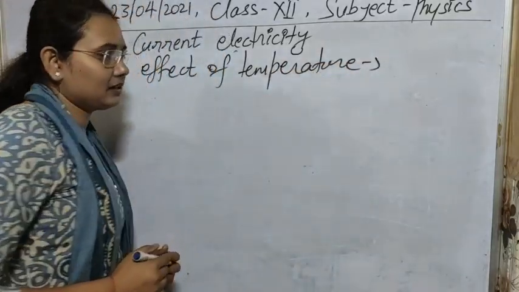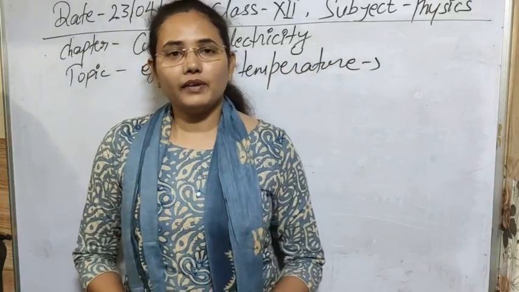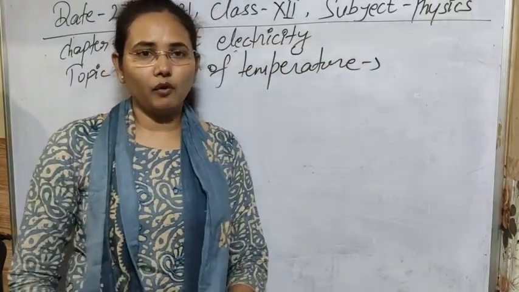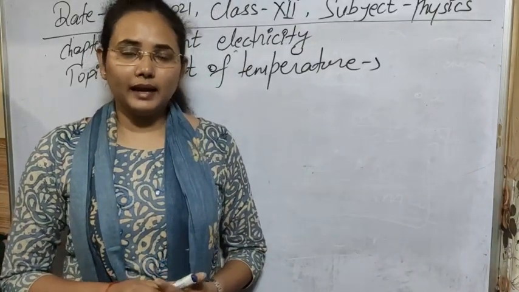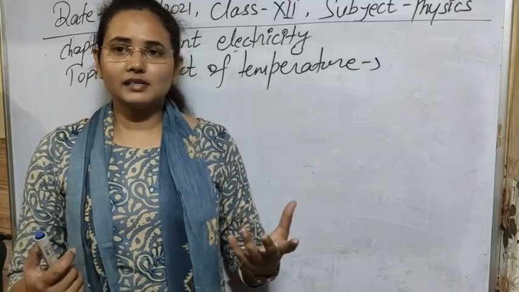So let's see this factor first. As I told you already, in the case of Ohm's law, if temperature is varying, then at that time it will not follow the V is equal to IR relationship. The reason is what I just told you: due to the increase in temperature, some of the charges will increase.